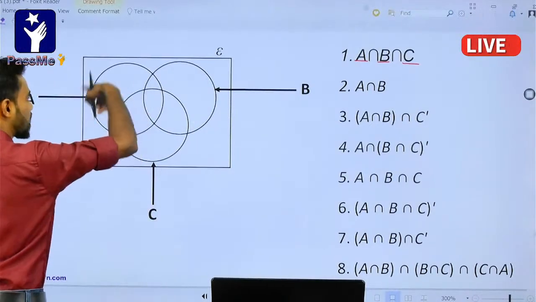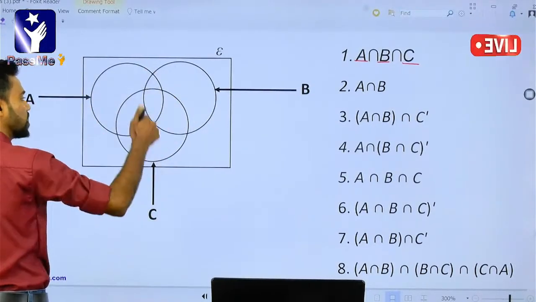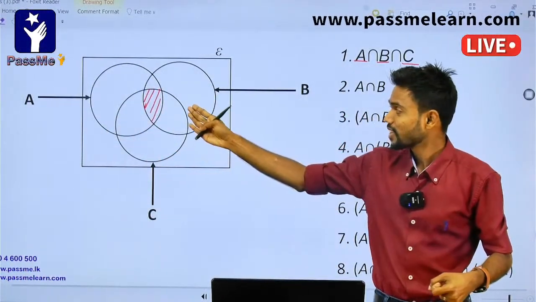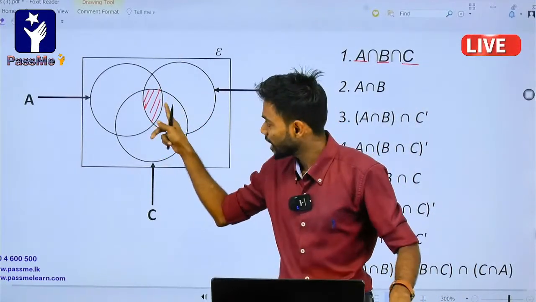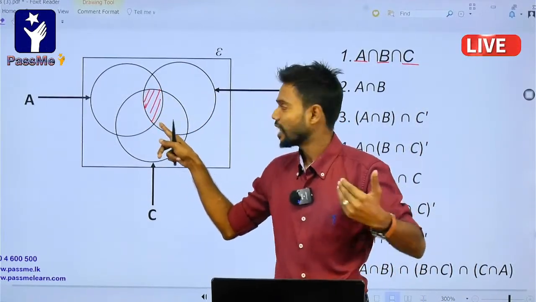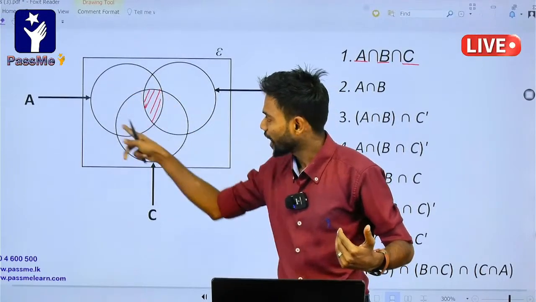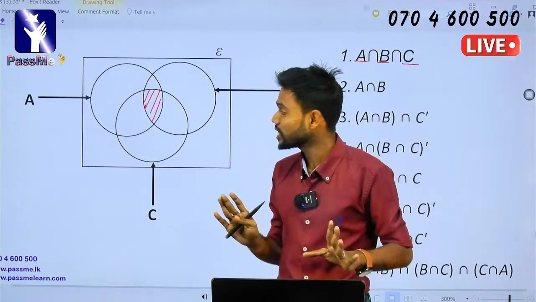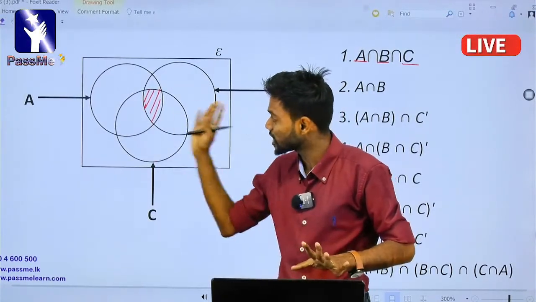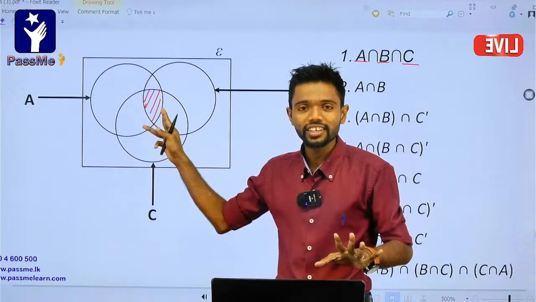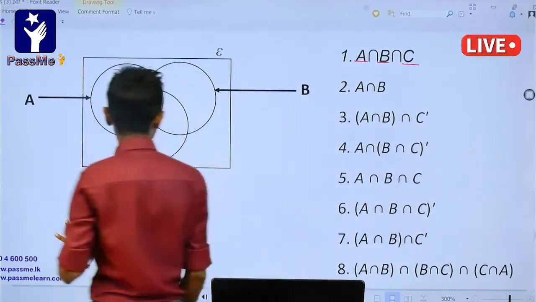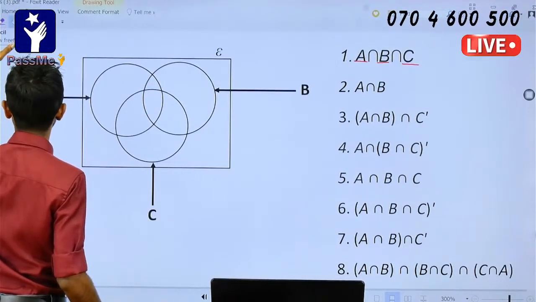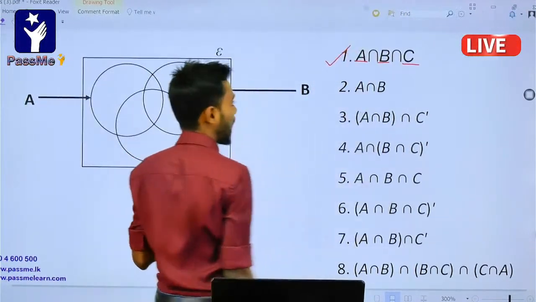That means if you look at capital A, the B and also the C, this is the place where we need to shade. This region is under A, B and also C. Common for A, B and C. All three sets have a common region, that is the answer. Okay, I will erase this one because we have already completed it. I will mark it as done.